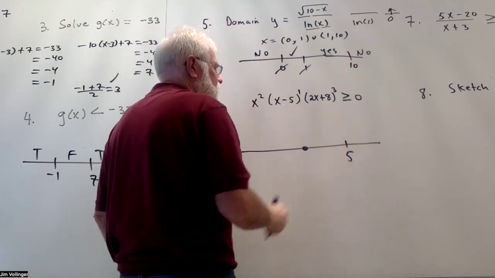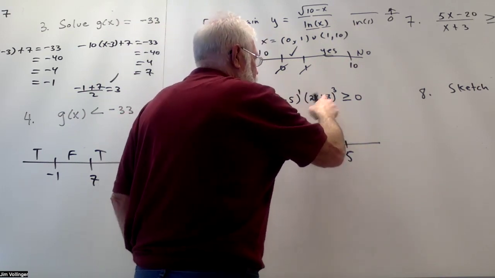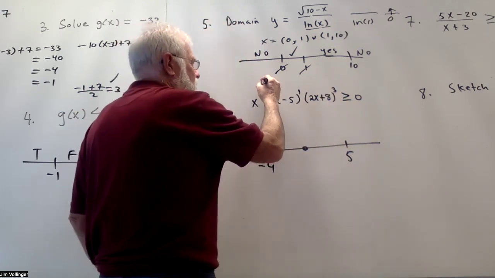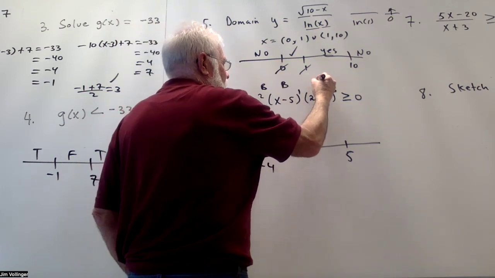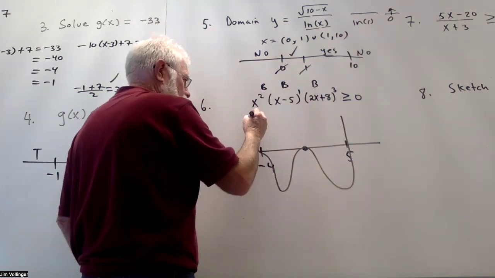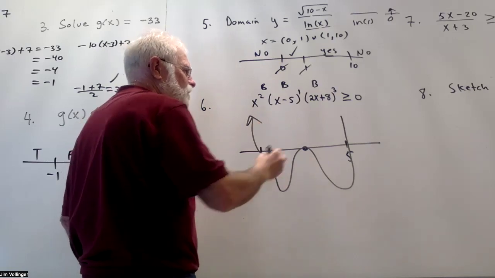Odd exponent, root negative 4. Throw a big number in. Big, big, big. I get a big number out. That's what it looks like.